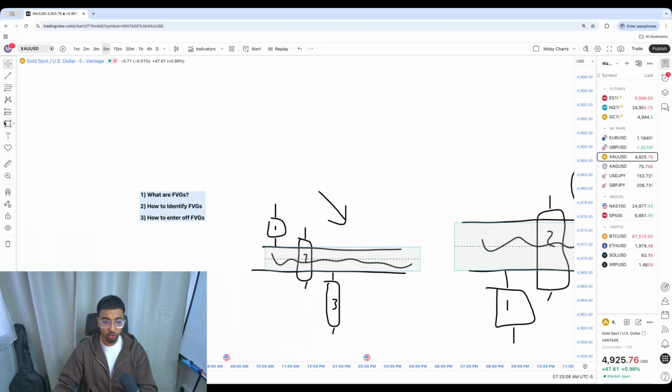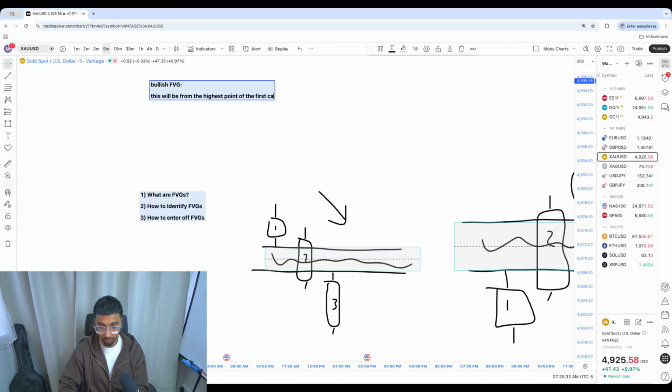Okay, let's go to the drawing board and write some notes down. So if we're bullish, fair value gap, FVG. This will be from the high point of the first candlestick and the lowest point of the third candlestick.